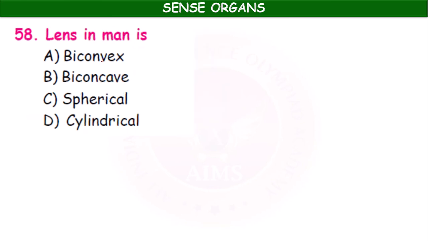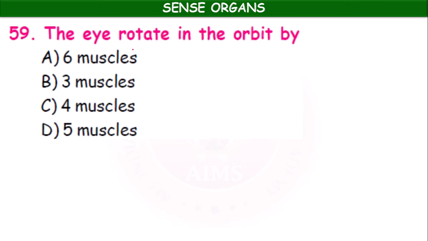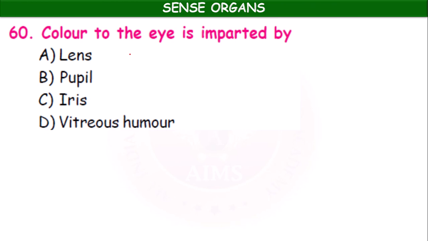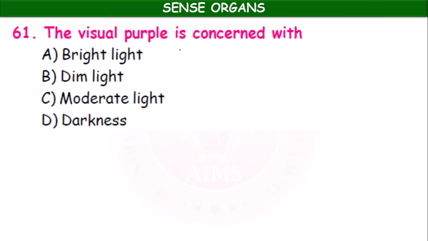Lens in man is biconvex, biconcave, spherical, cylindrical. It is biconvex. The eye rotates in the orbit by 6 muscles, 3 muscles, 4 muscles, 5 muscles, 6 muscles. The color of the eye is imparted by lens, pupil, iris, vitreous humor. It is the iris which imparts color to the eye. The visual purple is concerned with bright light, dim light, moderate light, darkness. It is dim light, visual purple, rods.